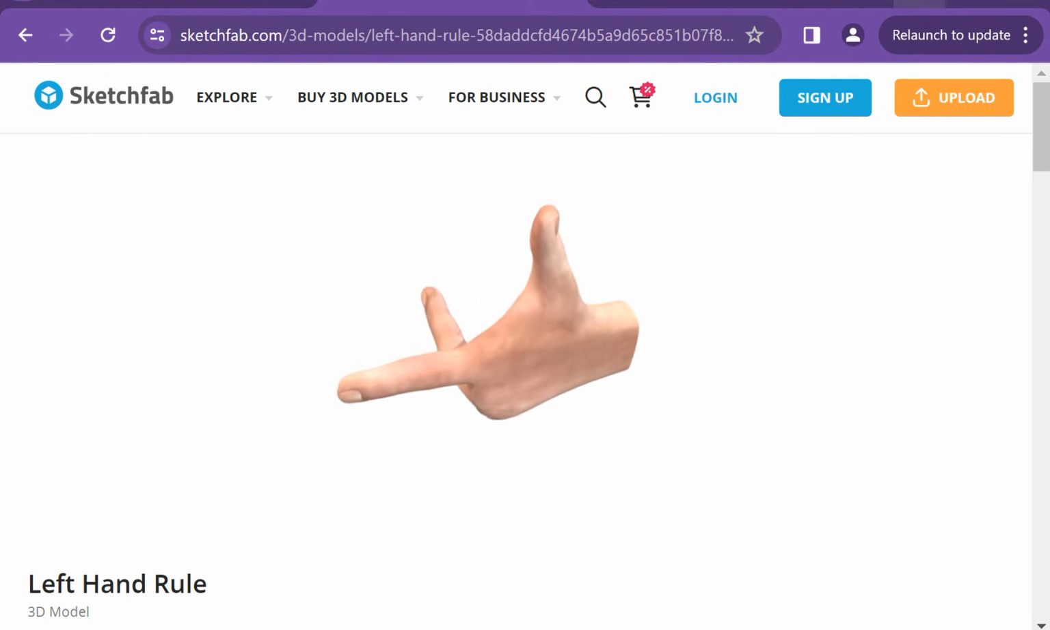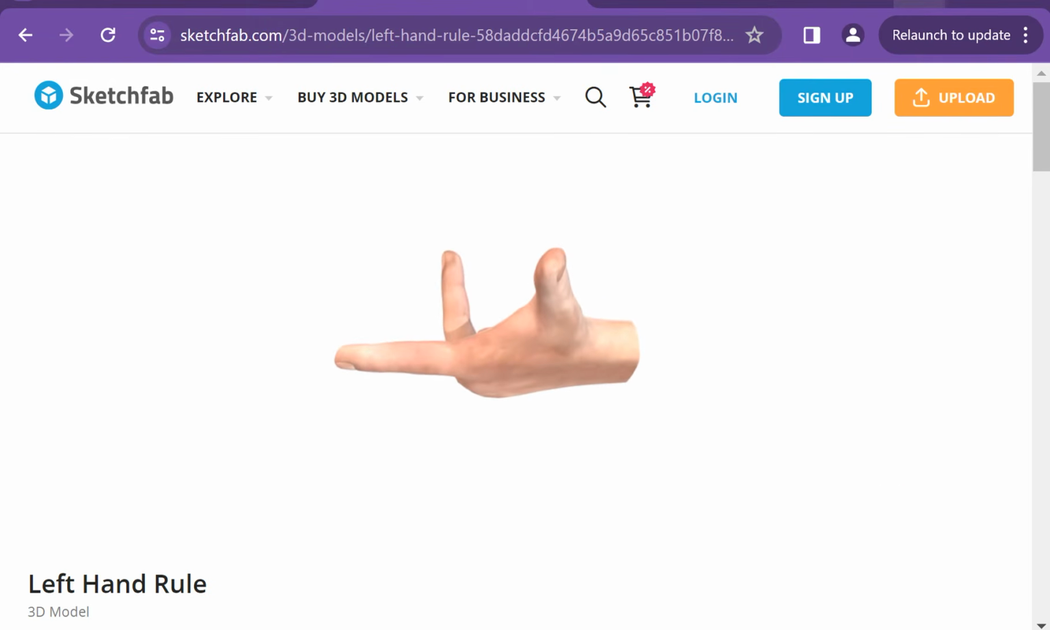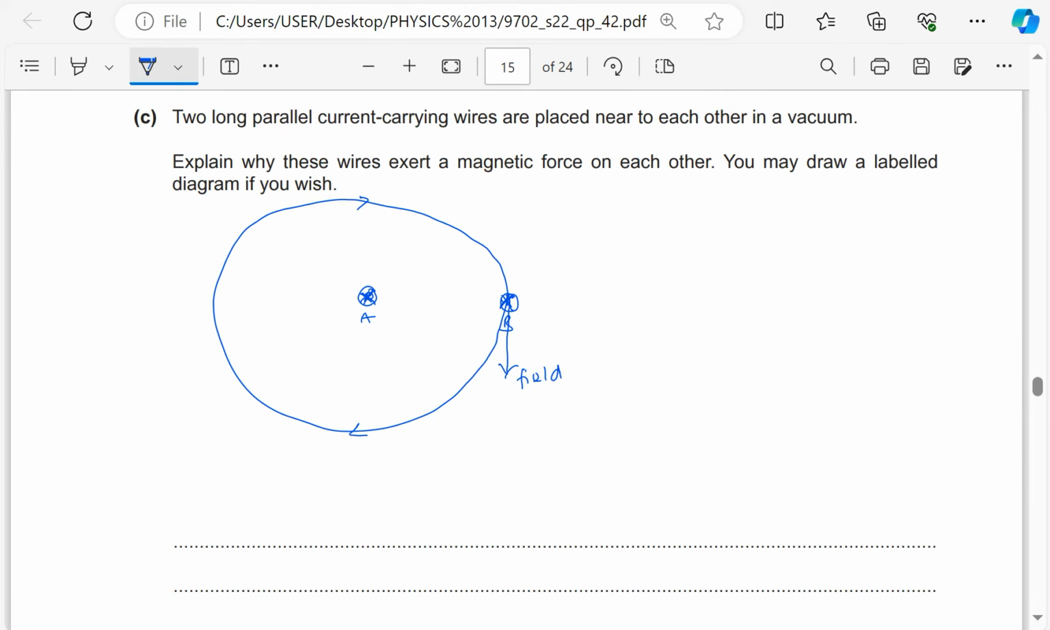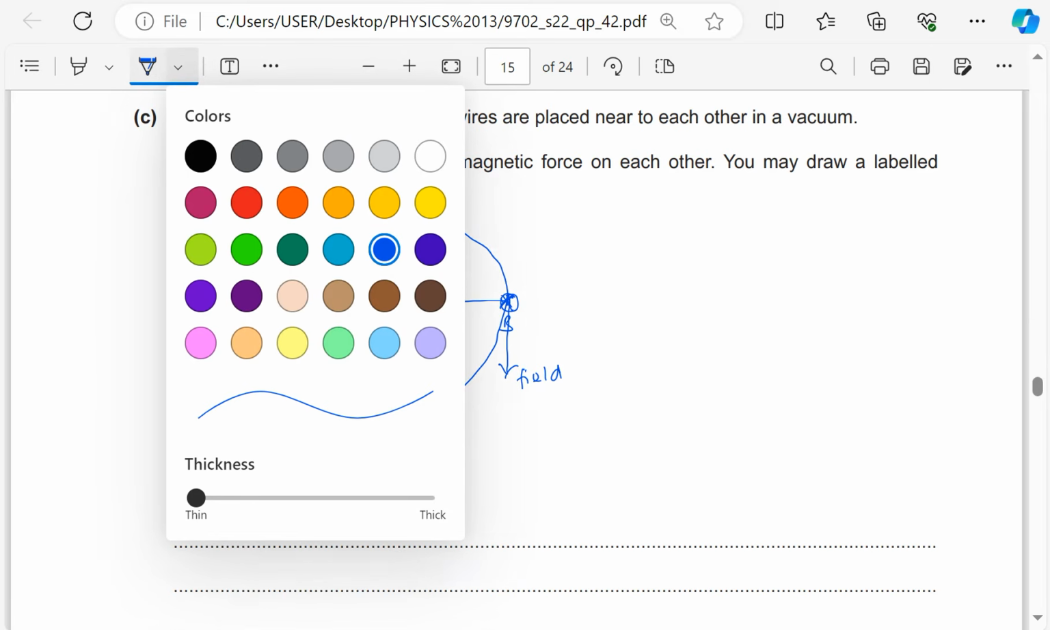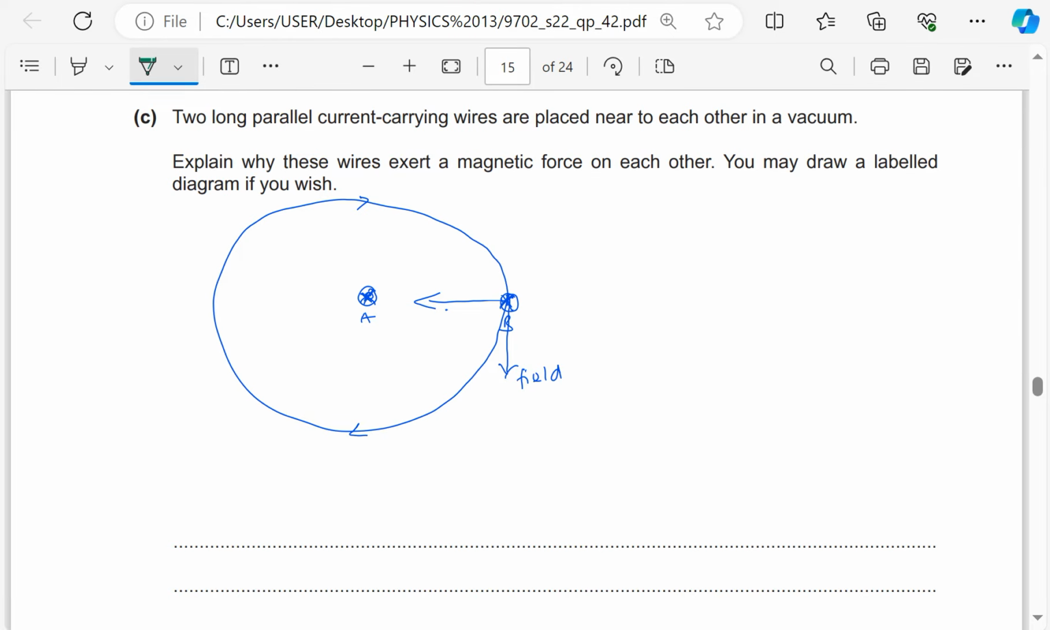Okay, I'll use it to the other side because it has a limitation to its rotation. So the force here is going to be towards that direction. Then if I consider the other one, I'll draw a magnetic field around A, a magnetic field line around A, which crosses into B.